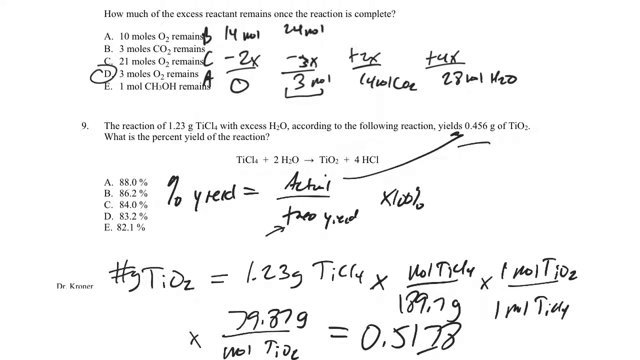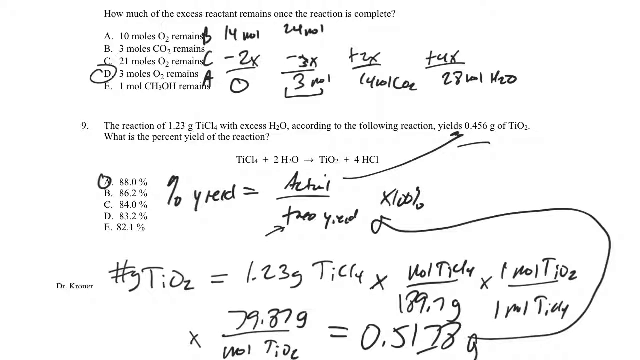And so then we're going to take that quantity into here. This is the yield in grams. So take 0.456. Divide by 0.5178. So it works out to 88 point, to be accurate, I get 88.1, but 88.0 close enough for the answer. So 88.0 for the correct answer on this one.